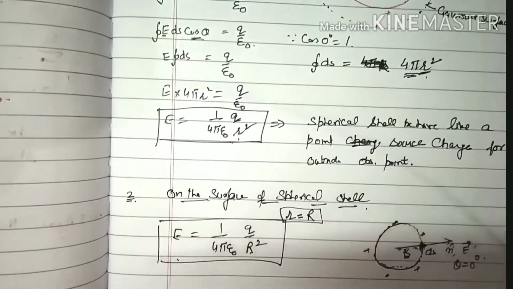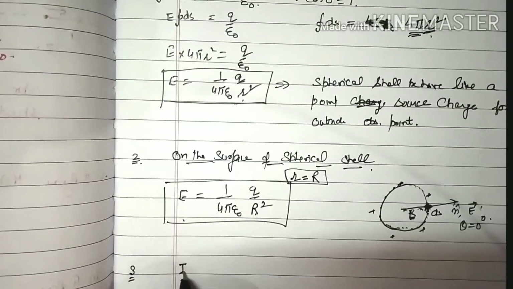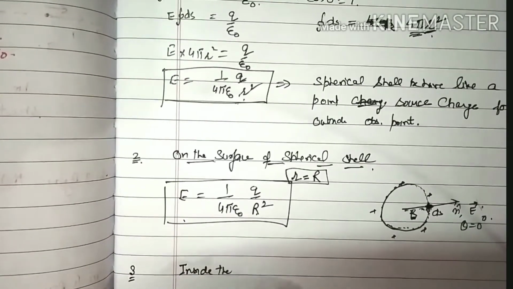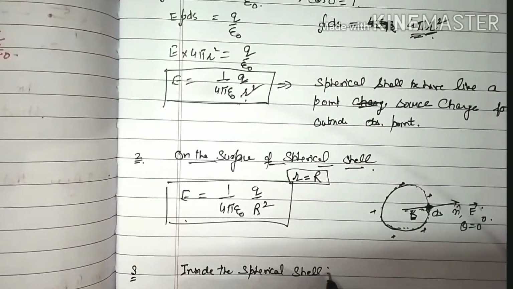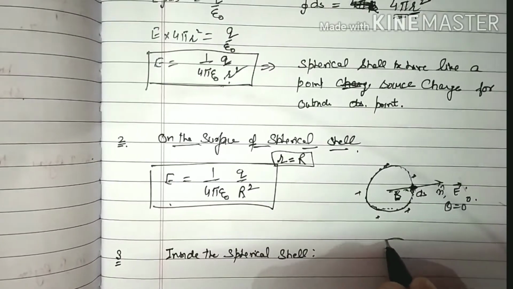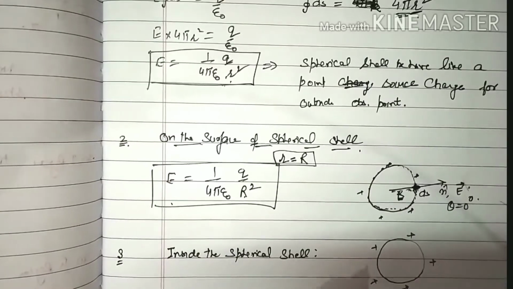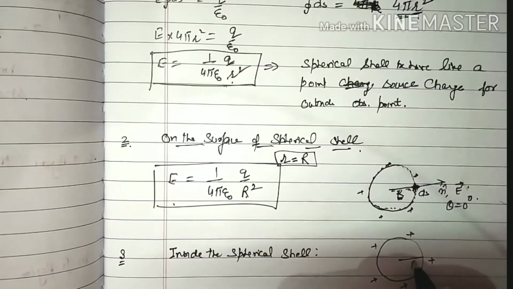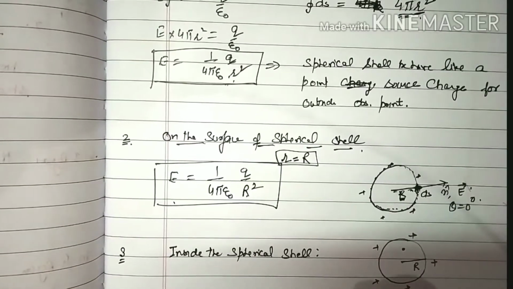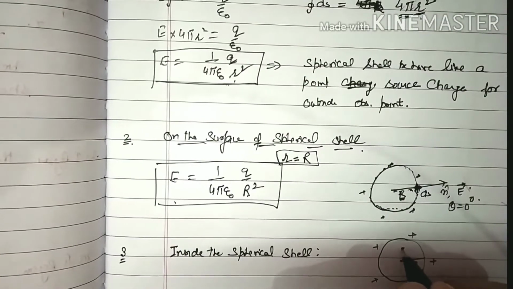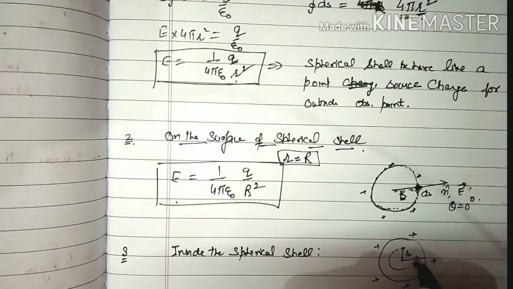Now come to the third case: inside the spherical shell. This is the spherical shell over which plus q charge is uniformly distributed, whose radius is capital R. Now let us suppose at this point we have to find out the electric field intensity. Its distance from the center is small r. So here we will draw the Gaussian surface like this.